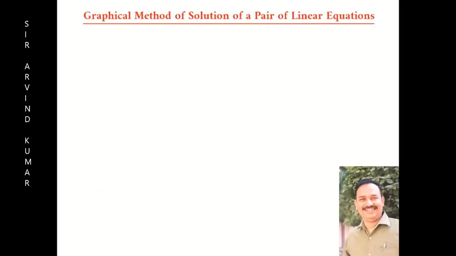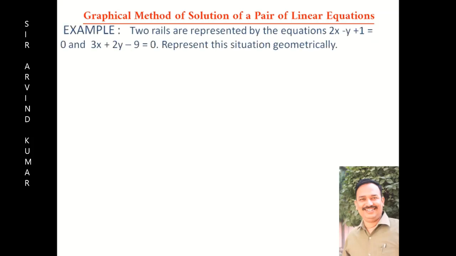So now we will discuss the graphical method of solution of a pair of linear equations. With the help of an example we will discuss it. So let us have an example. Two rails are represented by two equations, 2x minus y plus 1 is equal to 0 and 3x plus 2y minus 9 is equal to 0. We have to represent this situation geometrically.